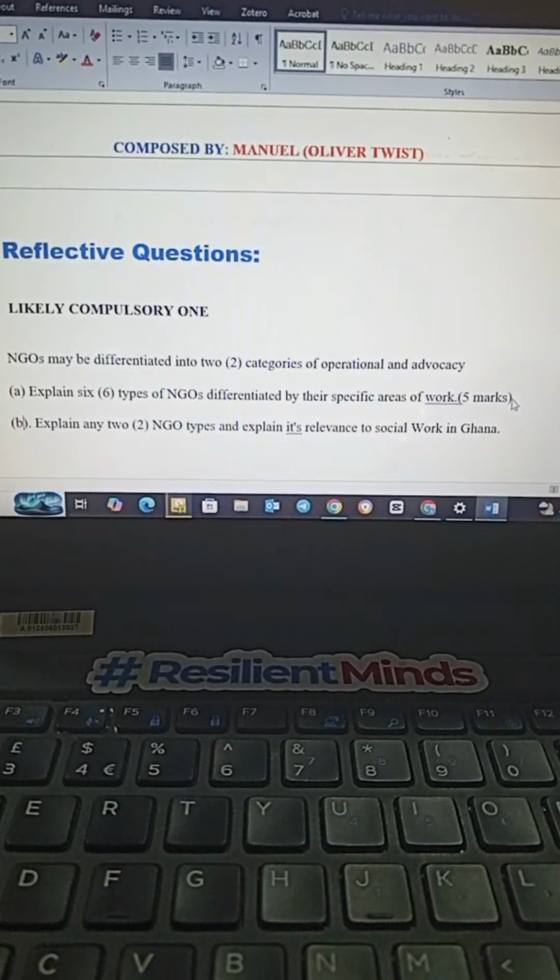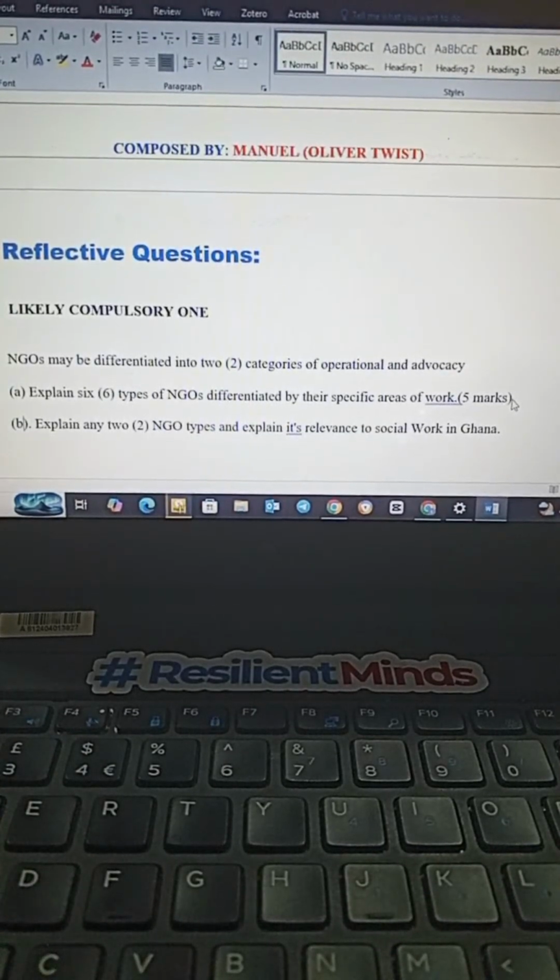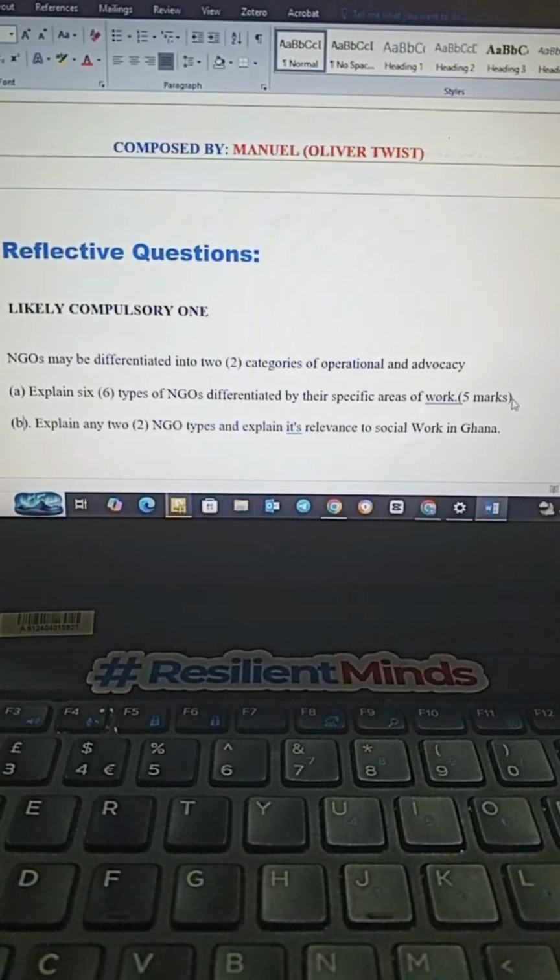Now the second one is GONGO. GONGO is what? It's government organized NGOs. So GONGO is the second type of NGO. And what examples can we give under government organized NGOs? We can give examples like Action Aid, World Vision Ghana, Care Ghana. These are all examples of the government organized NGO, which is the GONGO.